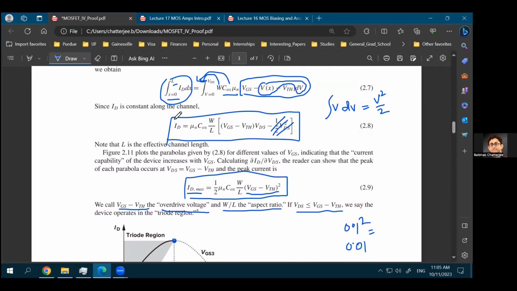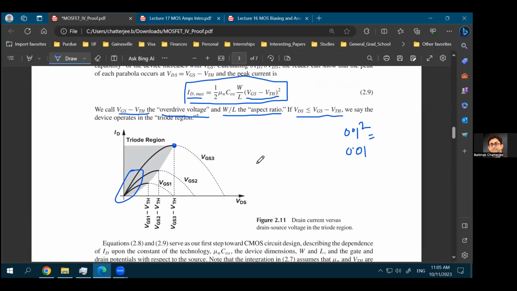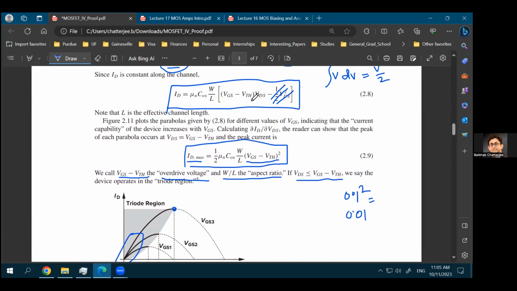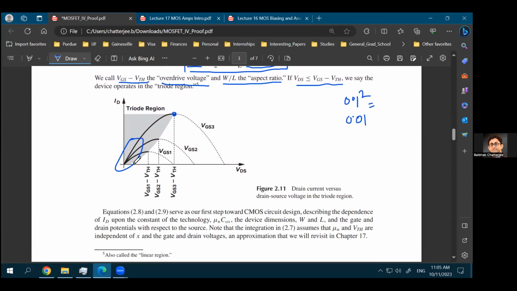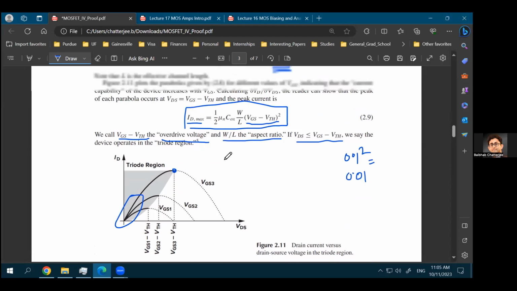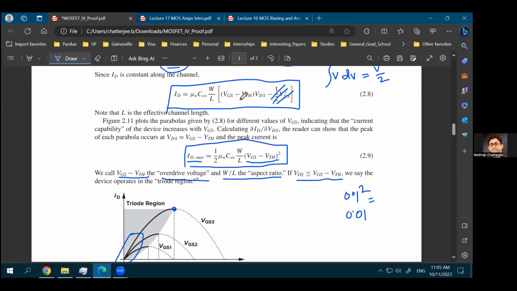If you ignore this term, your ID becomes proportional to VDS. The rest of the things, so for example, mu n COX is a constant, W over L is a constant. Let's say you have applied a constant gate voltage, so your VGS minus VT is also a constant, but your VDS is changing across the x-axis in this plot, right? So your ID is proportional to your VDS. So ID increases as you're increasing your VDS. So this is the equation for the triode region or the linear region of the MOSFET.